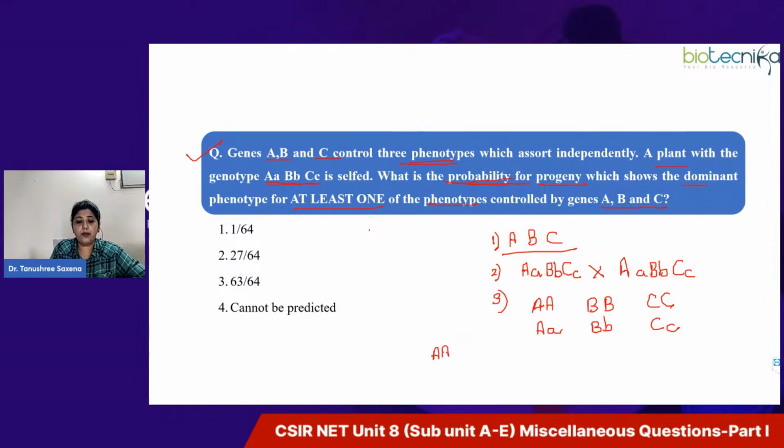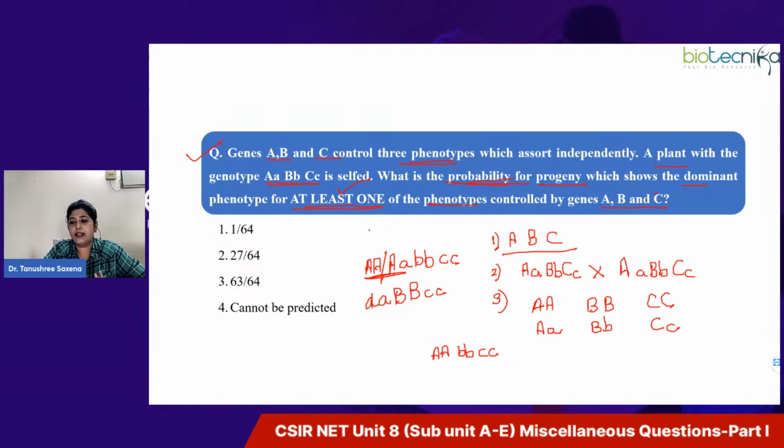Like for A, we have a dominant allele, but maybe for B, we don't have a dominant allele, right? So the question is the probability for progeny which shows the dominant phenotype for at least one of the phenotypes controlled by A, B, and C. So either you can have A in homozygous or heterozygous condition, and B could be in homozygous recessive and C also. Similarly, A could be homozygous recessive, but B homozygous dominant and C homozygous recessive. So again, you'll get a dominant trait for the B gene, right? Here you'll get a dominant trait for the A gene. And same goes for C. So we can have different combinations, right? Because it's a trihybrid cross.